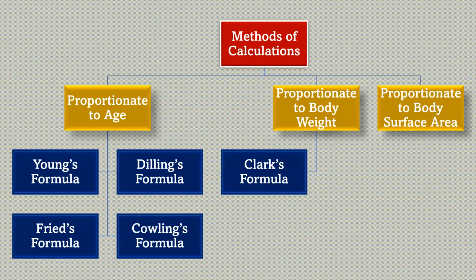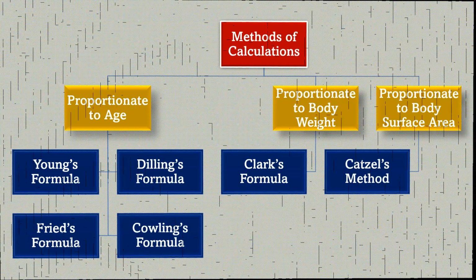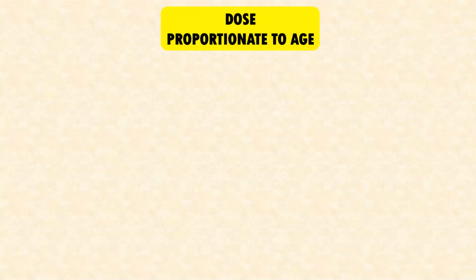Then according to the body weight, Clark's formula is used. And according to the body surface area, Katzer's method is used. Now let us see one by one each of these formulas. So the first one is dose proportionate to the age.